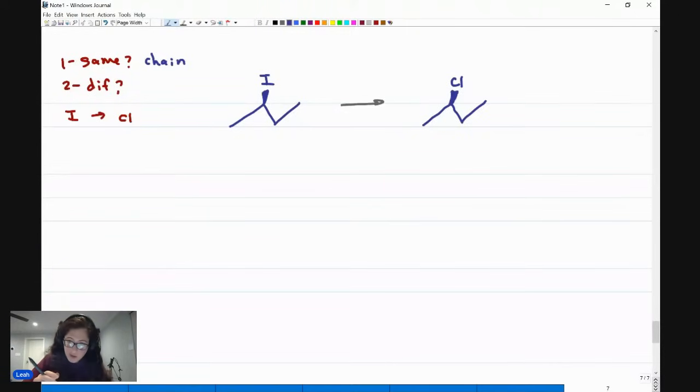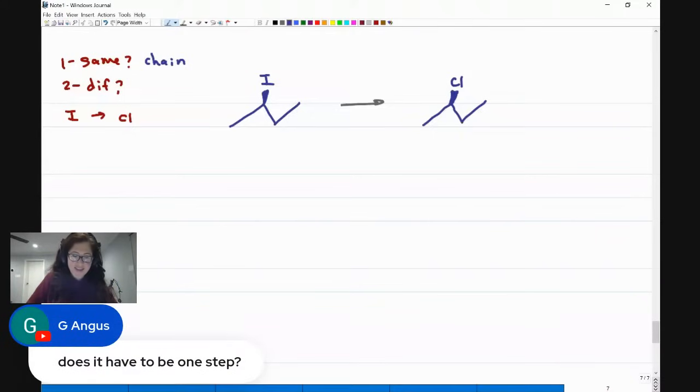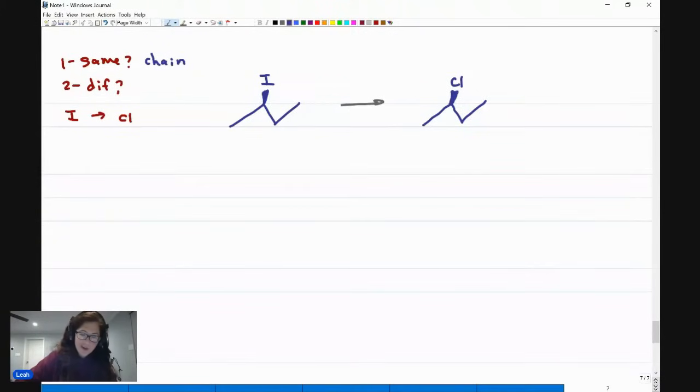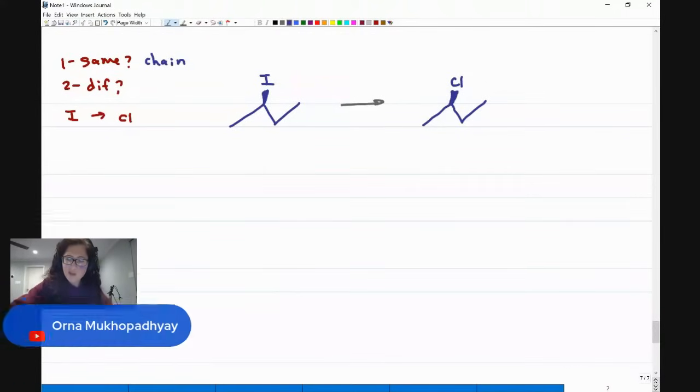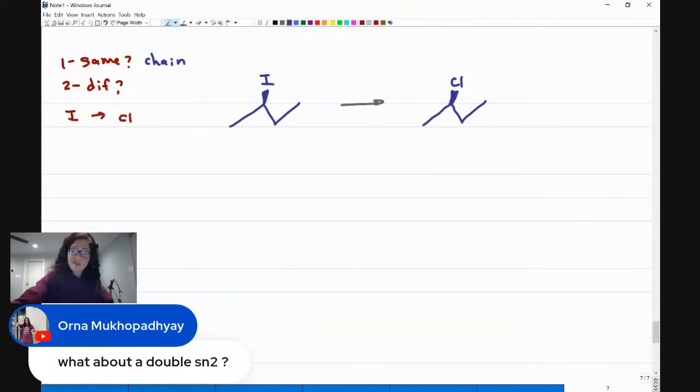So first, do you still think this is an easy problem? Because I saw a lot of easy before. And aha, this is absolutely how I want you to think. Does it have to be one step? No, it does not. I can do this as a two-step reaction. So if I cannot do anything that has an sp2 intermediate, no carbocation for SN1, no alkene for an addition reaction, what if I do a double SN2?